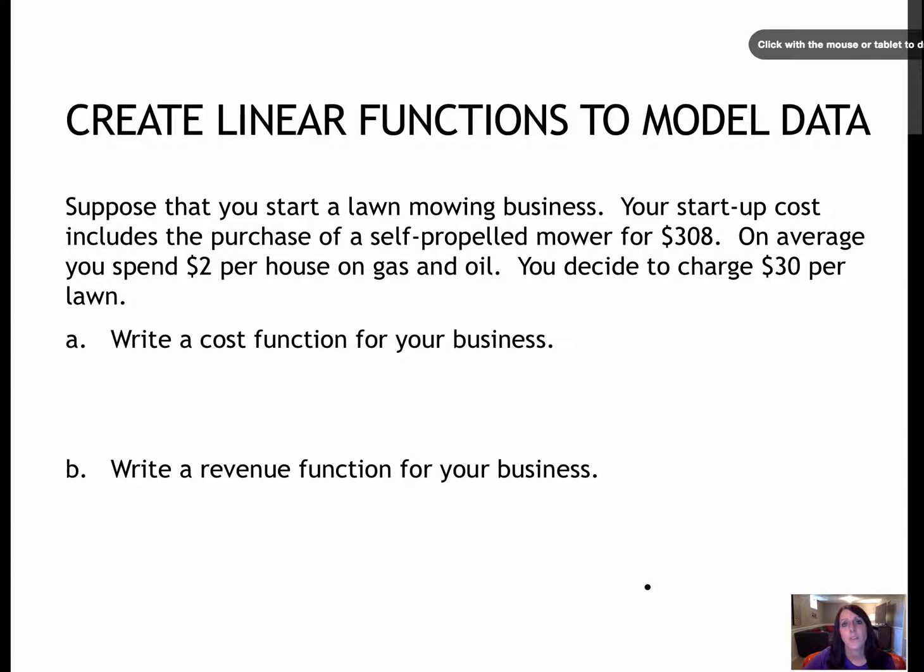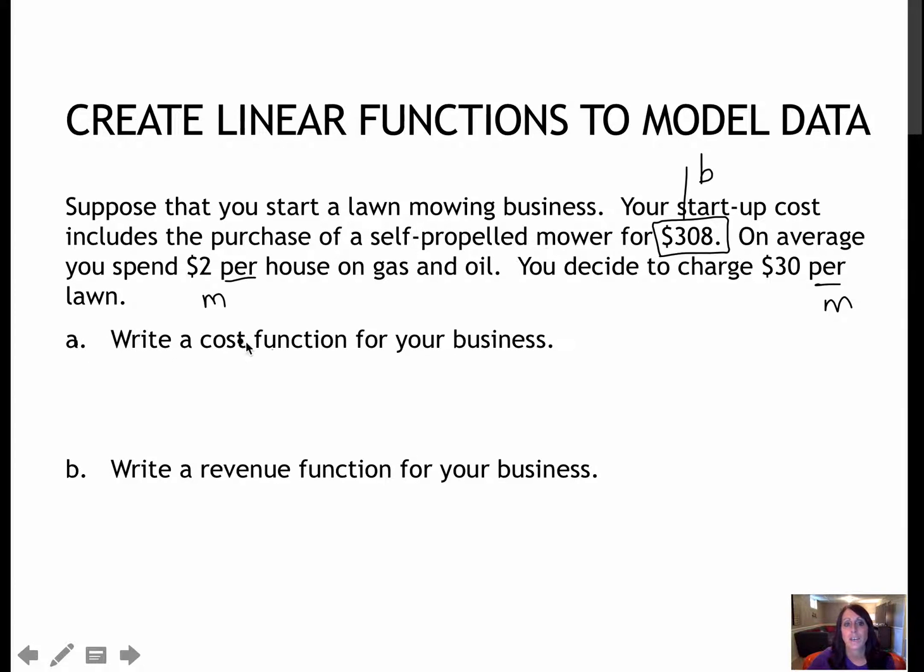Here's another question for us to try together. We are starting a lawn mowing business, and to do that, we have to purchase a self-propelled mower that is $308. On average, we're spending $2 per house, or we could say per yard, on gas and oil, and you're charging $30 per lawn. So whenever I see that per, I know that I'm probably going to end up having a slope of some sort. So this will be an m, and this will be an m, and this is a one-time fee of b. But we know that the slope-intercept formula, you just need one m.